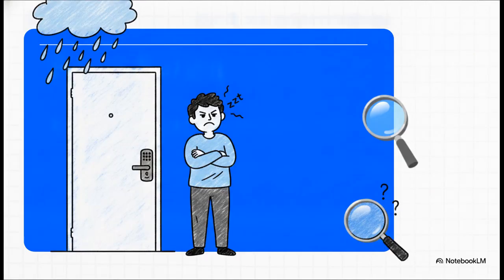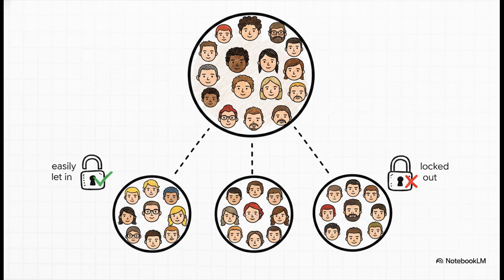The second metric is the false reject rate, or FRR, and this is the exact opposite. It's the rate at which the system incorrectly rejects an authorized person. This is that incredibly frustrating experience of locking the right person out. Imagine standing in the freezing rain, completely unable to unlock your own front door because your smart lock just doesn't recognize you today.